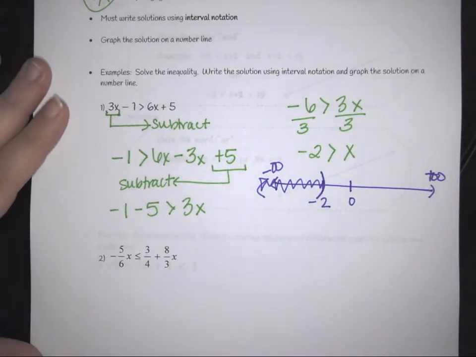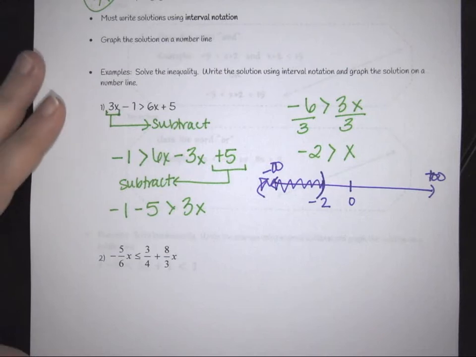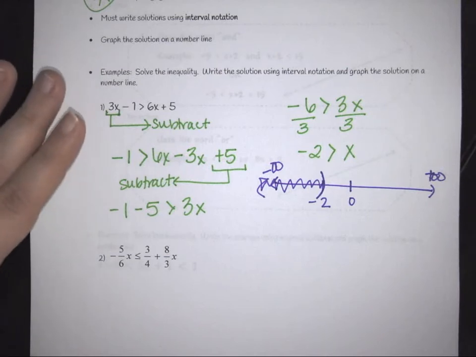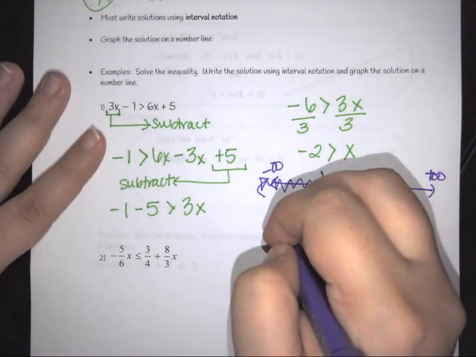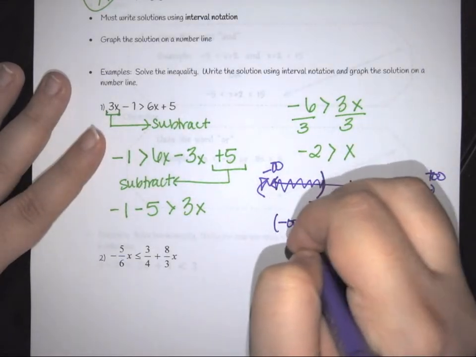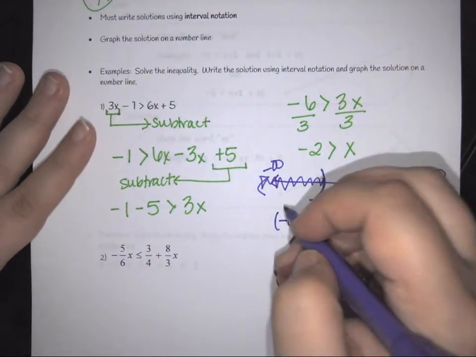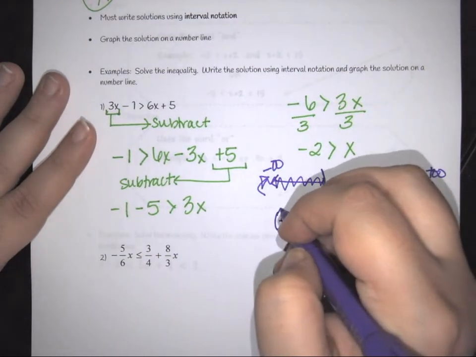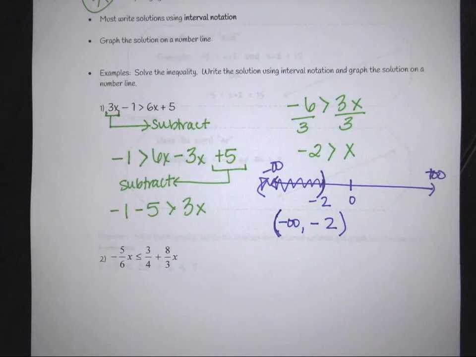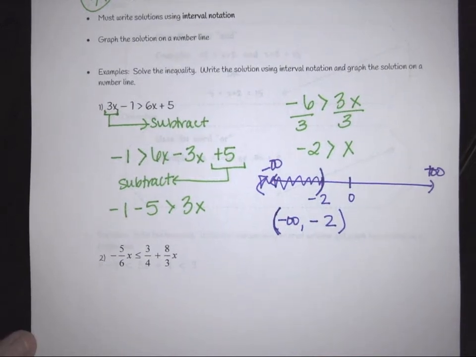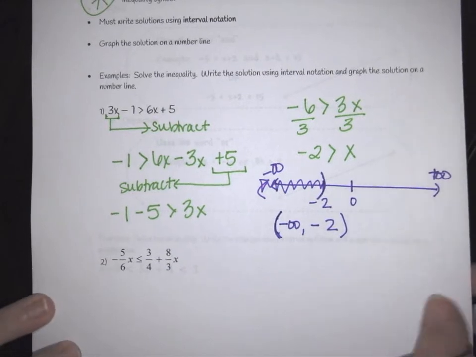Now from this graph, I then very easily can write my notation. Remember, your interval notation should match your inequality graph perfectly. So I'm going to start with my -infinity. I'm going to travel up to -2, and then I'm going to stop. And then in both cases, they are covered with a parenthesis. Okay. So that's the first one, pretty simple.